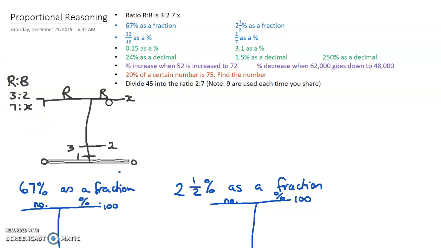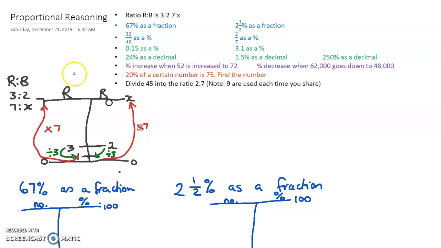So let me just get a different colour. How does 3 reds become 1 red? Well, I'd have to divide by 3. If I know what 1 red is worth, could I work out what 7 reds are worth? Yes, I can. I'd have to multiply by 7. So those 2 arrows are going to happen on this side as well in the exact same direction. So I'm going to put those in.